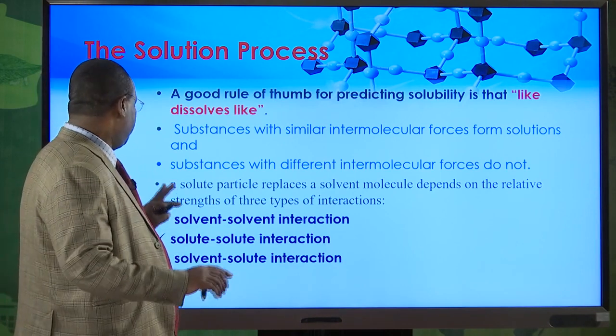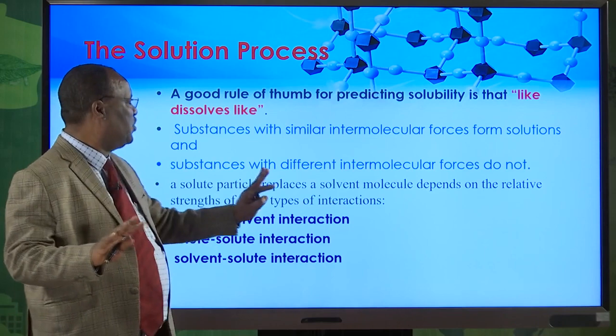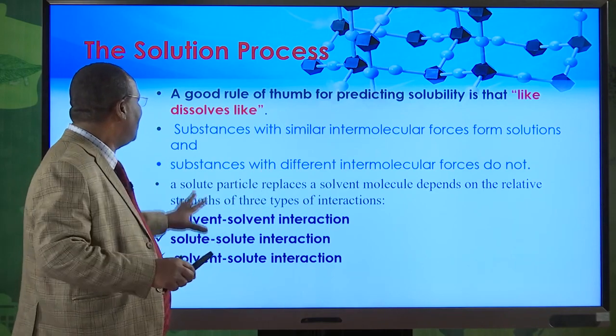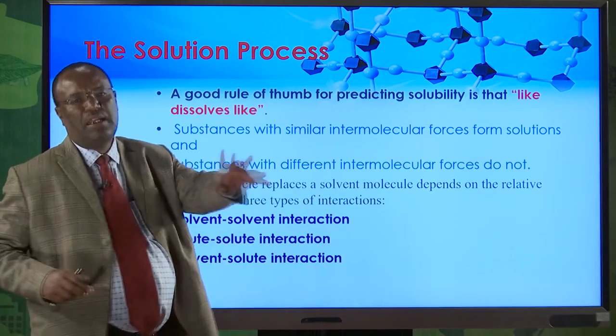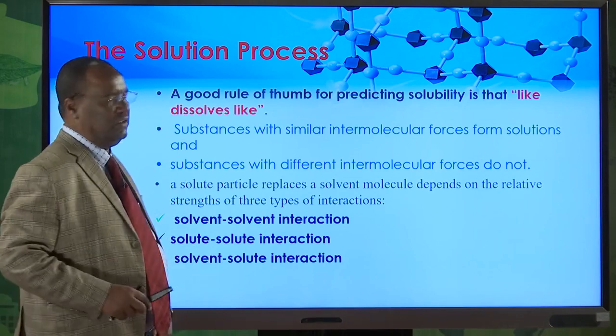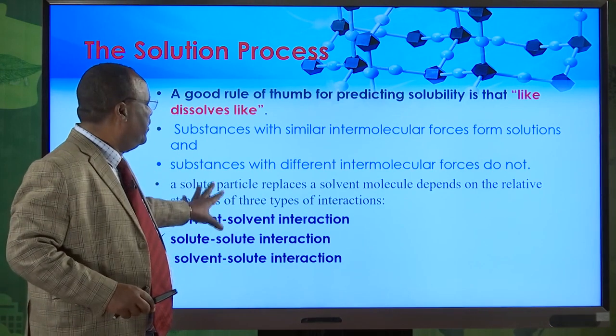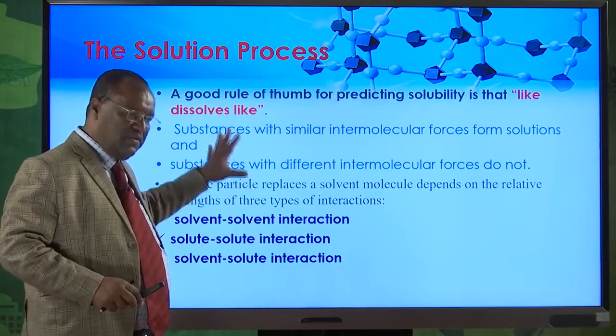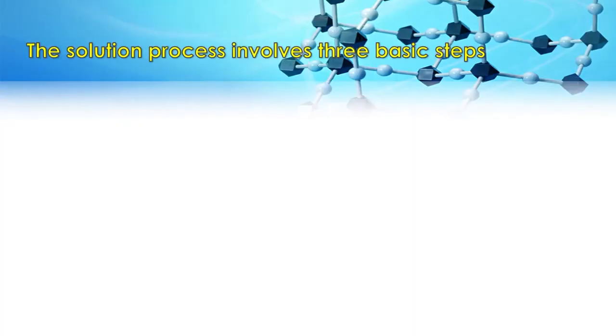So whether a solid particle can replace a solvent molecule depends on the strength of the three types of interactions. So for a solution to be formed, it depends on these interactions. Okay, let us see the following steps. A solution is formed. The solution process involves three basic steps.